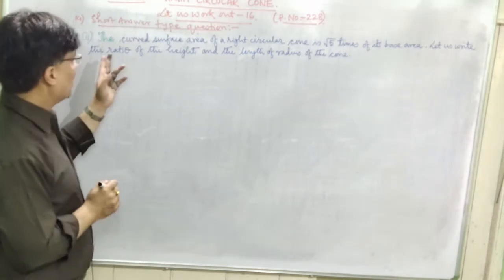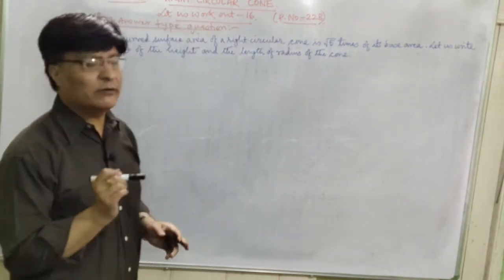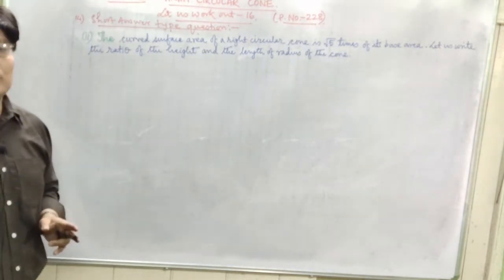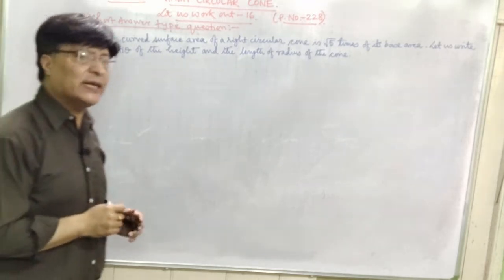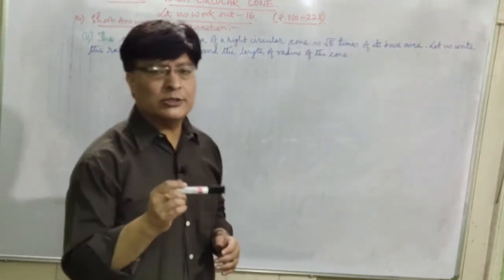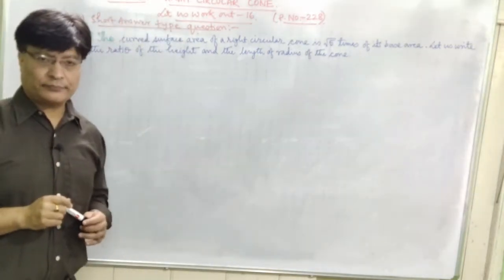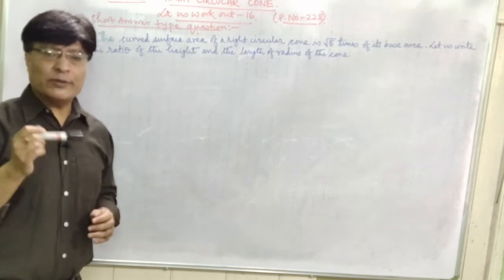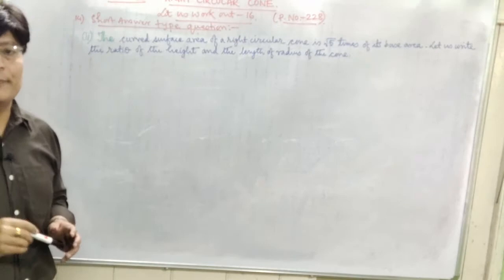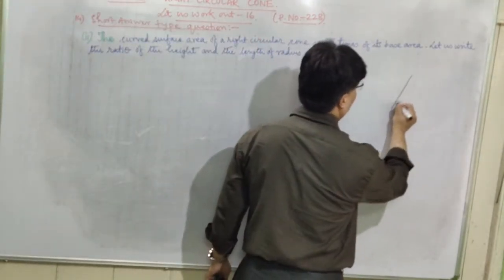So let us write the ratio of the height and the length of the radius of the base. You have to find out the ratio of the height and the length of the radius of the base of the cone. The curved surface area of a right circular cone is equal to root over 5 times its base area. Okay. So now you have to get the ratio between the height and the radius of the base of the cone. So you can draw the figure here.